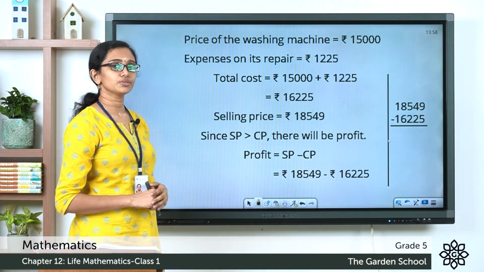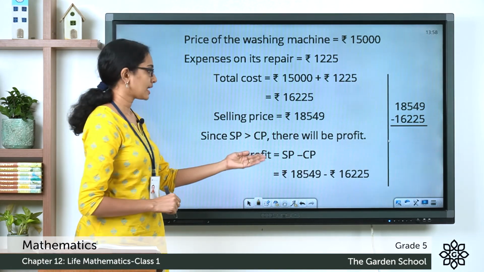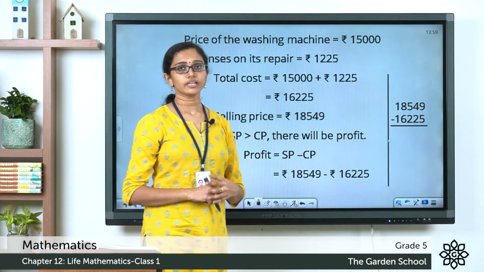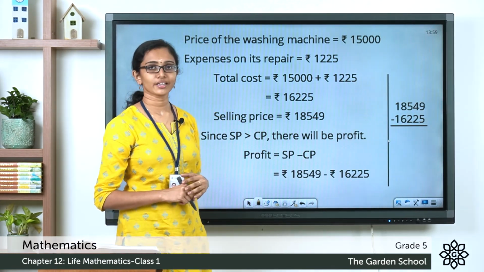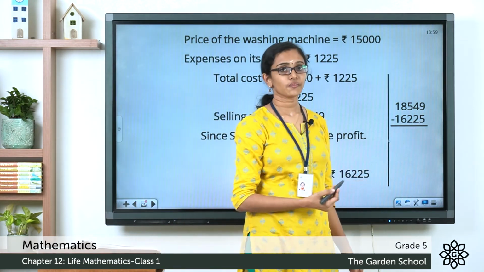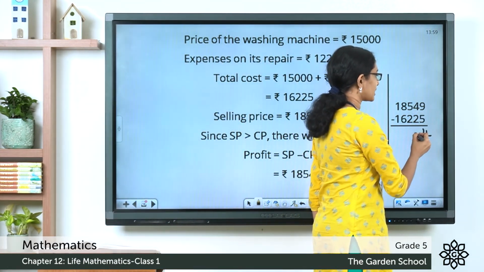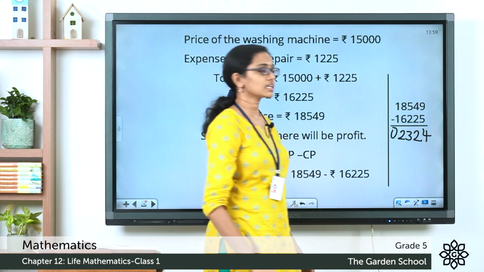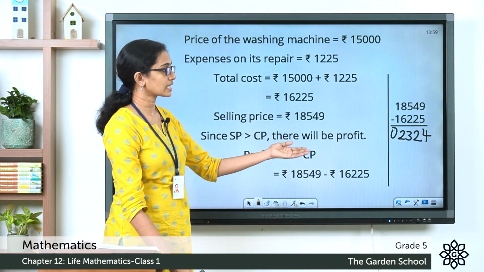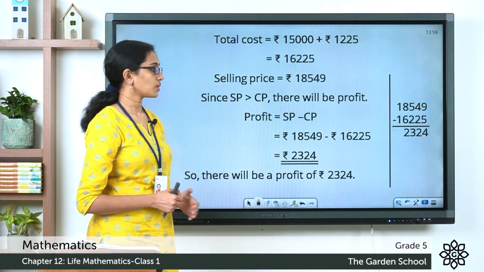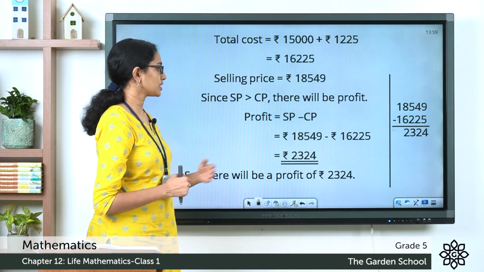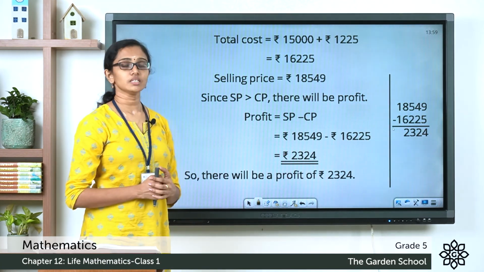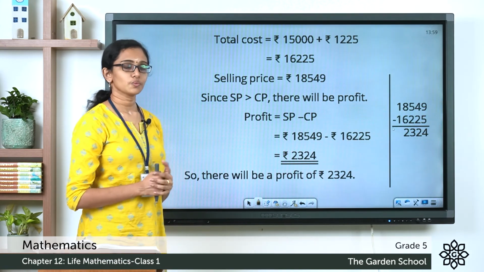So the profit is equal to the selling price minus cost price and that is equal to 18,549 minus 16,225. So let's do the subtraction in the working column. So here it is 9 minus 5 which is equal to 4, 4 minus 2, 2, 5 minus 2, 3, 8 minus 6, 2 and here it is 0. So what is the difference? 2,324. So the profit is equal to rupees 2,324. So on selling this washing machine, he made a profit of rupees 2,324. So I hope this question was clear to you.